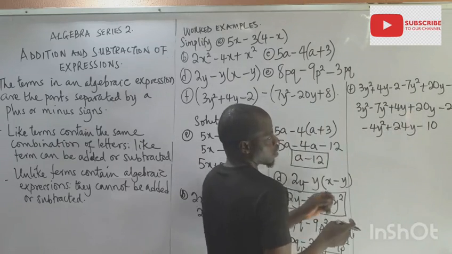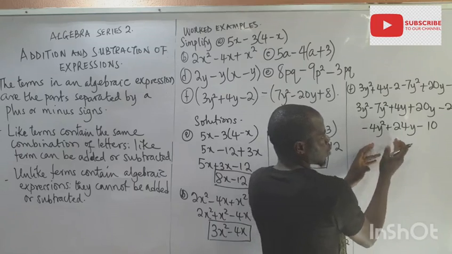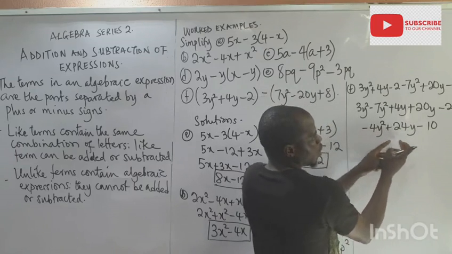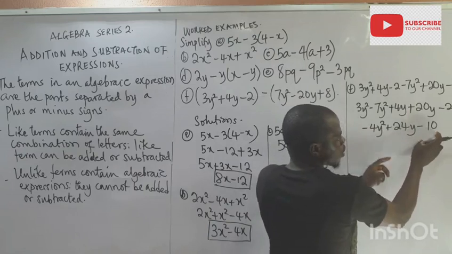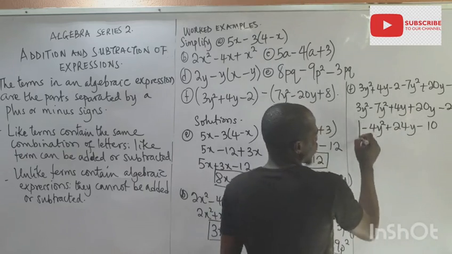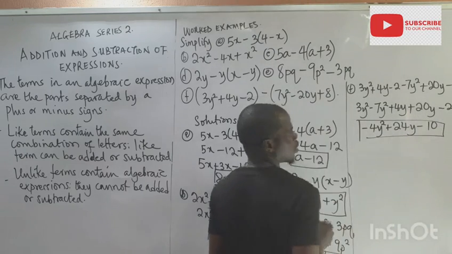So you can see you can't go further to either subtract or add this, because this is y squared, this is y, and this is a constant. So they are not like terms. So that gives us the answer in this form.